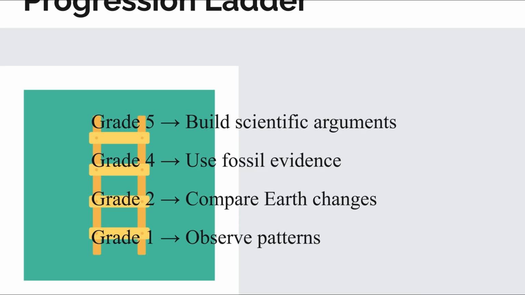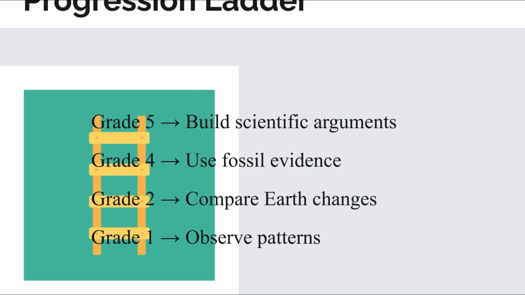The next slide is a progression ladder. This learning progression shows how students' understanding develops across the ESS1 standard from 1st through 5th grade. In 1st grade, the students begin by observing and identifying patterns in the sky, such as the movement of the sun and the phases of the moon. In 2nd grade, they build on those observation skills by using evidence to compare fast and slow changes on Earth's surface.